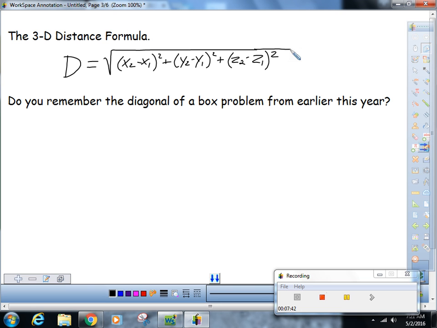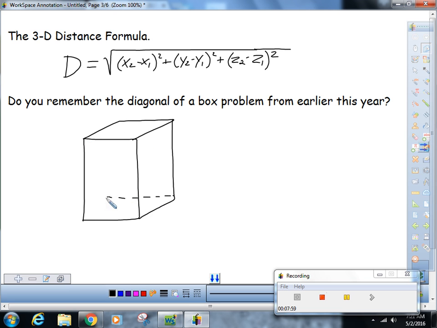If you remember this problem, what's the distance from that point to that point? The diagonal of a box. Do you remember this? If you happen to remember that, if we call this x and this y and this z, here's how we did this problem. We turned that pink line into a hypotenuse. So in order to do that, I had to create a red line.